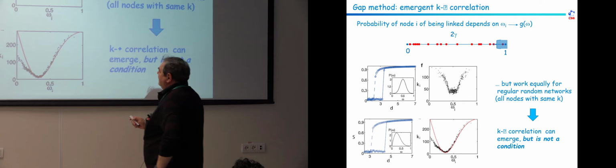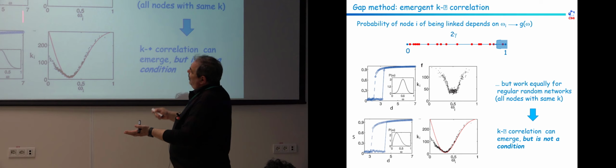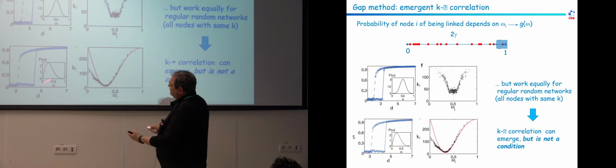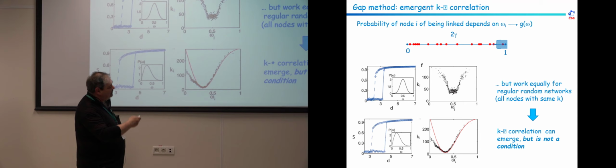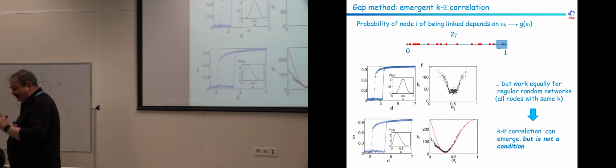What is very nice about this is that it works, so you see, for all possible frequency distributions. This is a Gaussian frequency distribution. This is an asymmetric frequency distribution. But the method introduces, as an emergent phenomenon, also a correlation between degree and frequency, which is, however, not linear, as it was said by our Spanish friends, but is V-shaped.